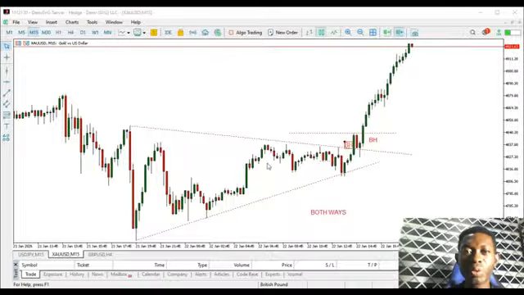I closed the trade this evening when I was about to go to the car wash to wash my car, but it was massive profit. This is good.